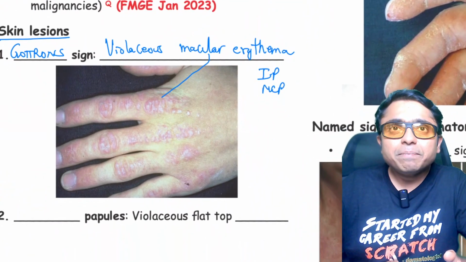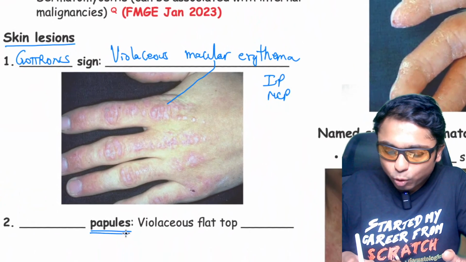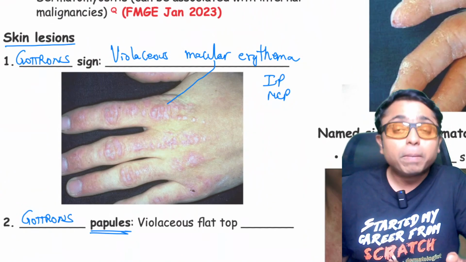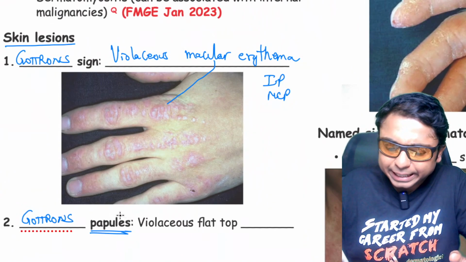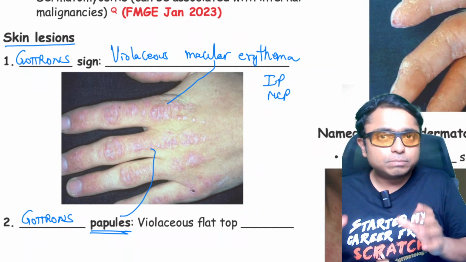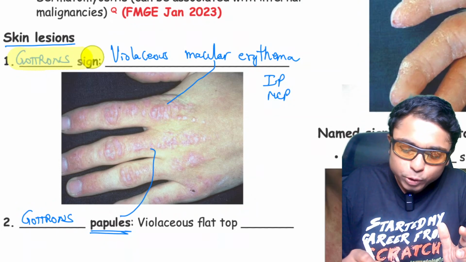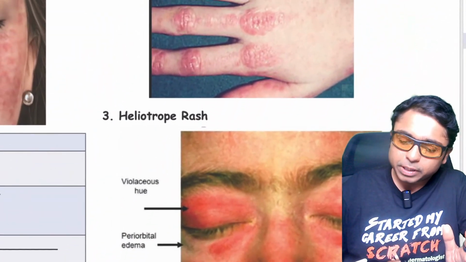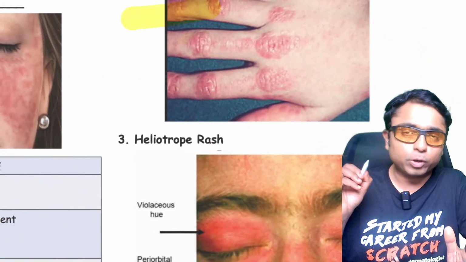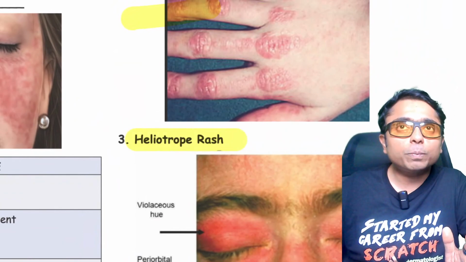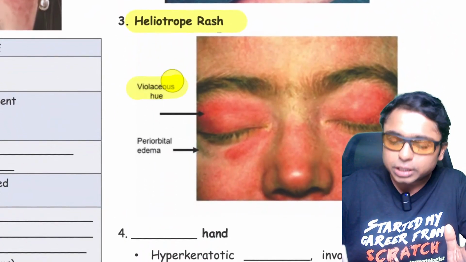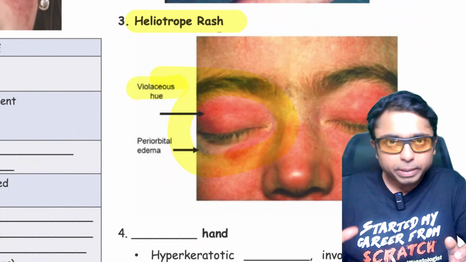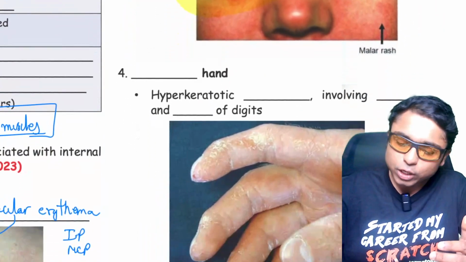Okay, at the same areas, if the patient is having small raised lesions, then these are called Gottron's papules. Gottron's papules. Again, the site is going to be the same, IP and MCP joints. So these are the 2 names. I hope you can remember Gottron's sign, Gottron's papules. What are the other names which you need to remember? So here you are able to see these are the Gottron's papules. Okay. So next is heliotrope rash, which is simply the violaceous hue which can be seen periorbitally. The violaceous hue is called heliotrope rash.